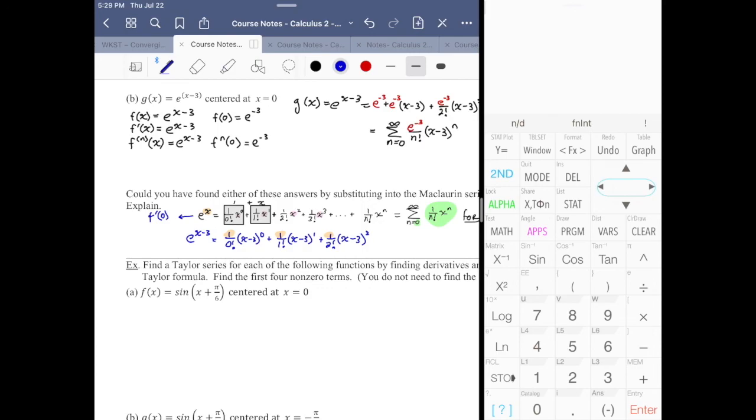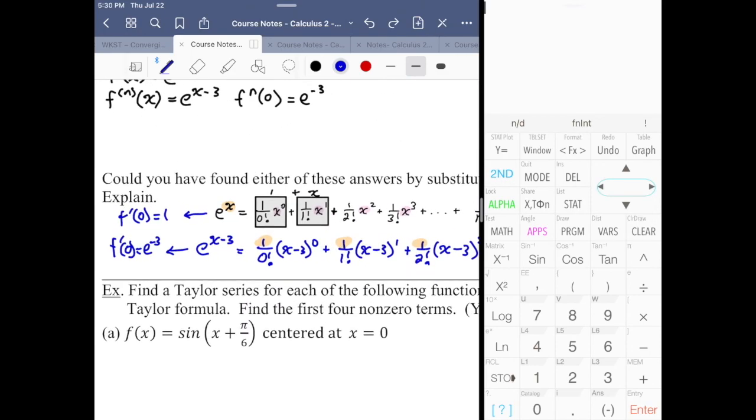F prime of 0 is also e to the 1. I'm sorry, e to the 0th, which is 1. I think I said e to the 0, e to the 1 a minute ago. I meant to say just a 1. All right, but f prime of 0 here is e to the negative 3rd. So that adjustment needs to occur, and so all of these 1s become e to the negative 3rd power. All right, so if you can make that relation or make that recognition, then you're in good shape.